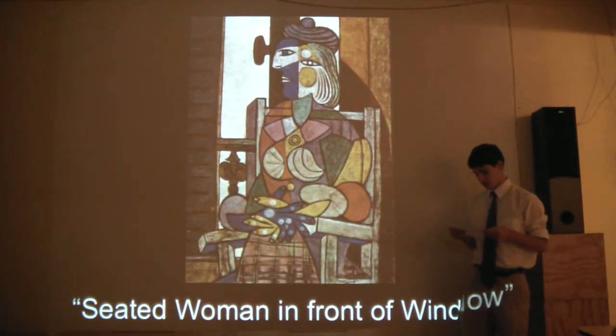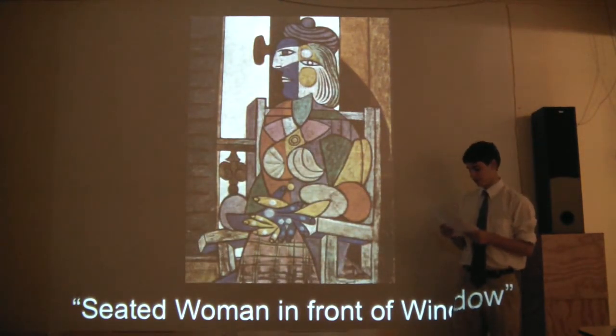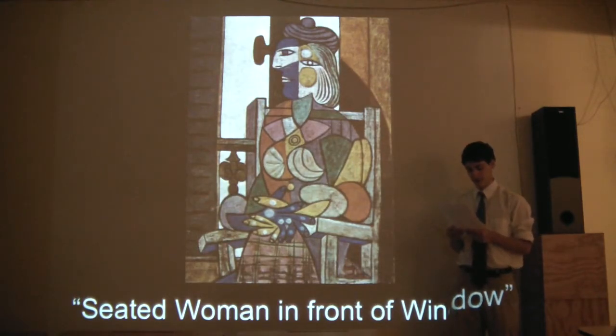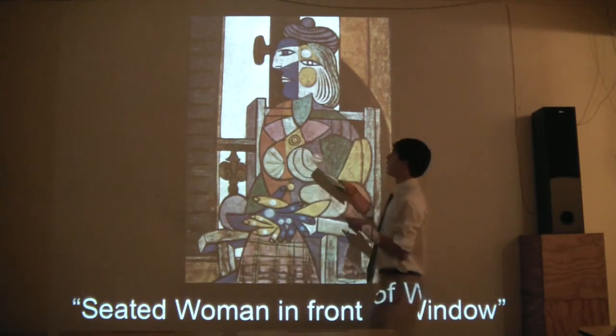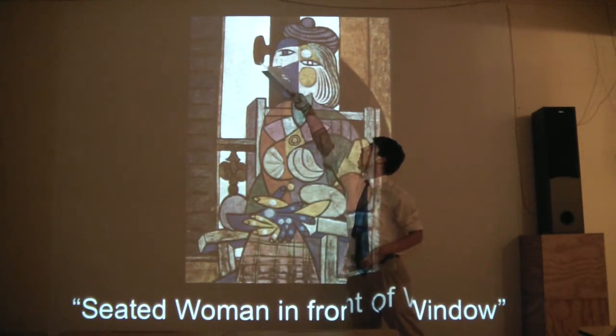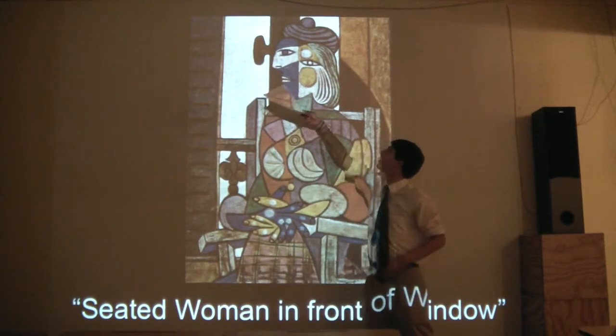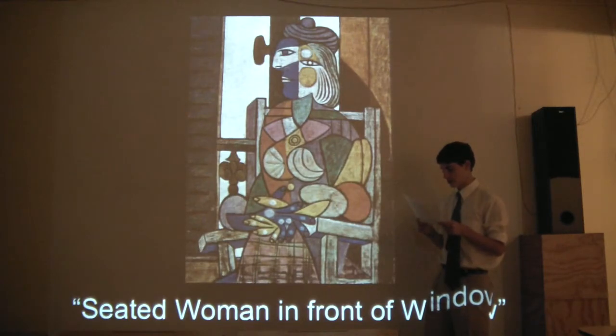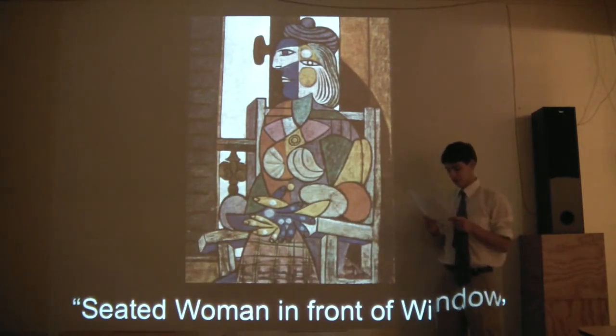So, Seated Woman in Front of a Window, 1937. If you look closely at the face, it portrays a woman and a man. Here, it looks more manly by the way the nose is shaped. And over here, it looks more feminine. Shapes are important in this.